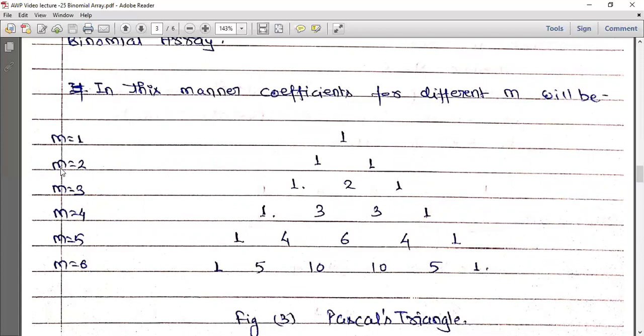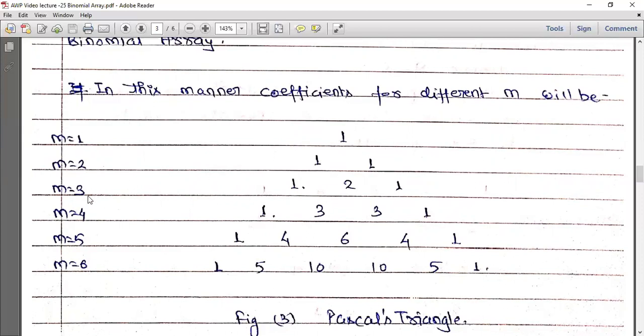For m equals 2, (1 + x) to the power m minus 1 is equal to (1 + x) to the power 1, and (1 + x) to the power 1 is just 1 + x. That means the coefficient of the first term is 1 and the coefficient of the second term is also 1. So for m equals 2, the coefficients are given by 1 and 1.